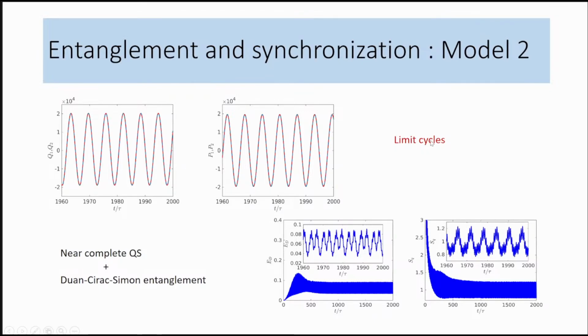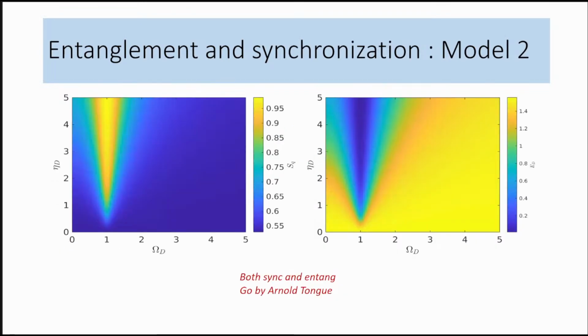In this case also, we found that the average values of their positions follow the same pattern, and that means they have attained a limit cycle. Also the ED becomes much less than 0.25 and SQ becomes close to 1. And that is why they are near complete quantum synchronized and also quite enough entangled, because they violate the criteria much more strongly. And they also follow the Arnold tongue.